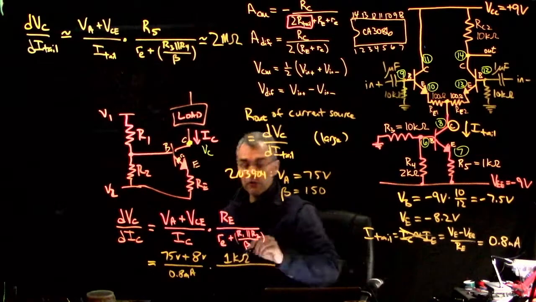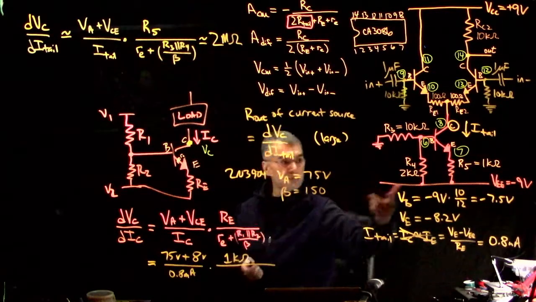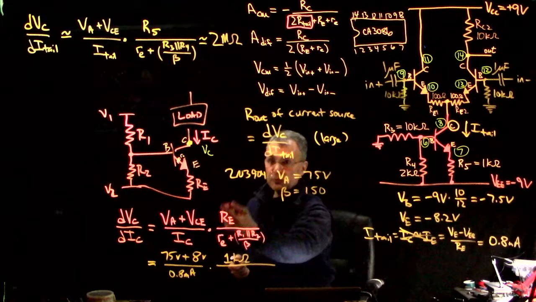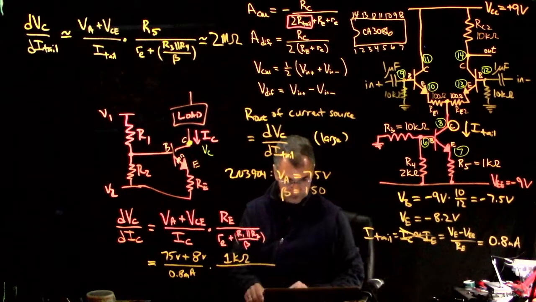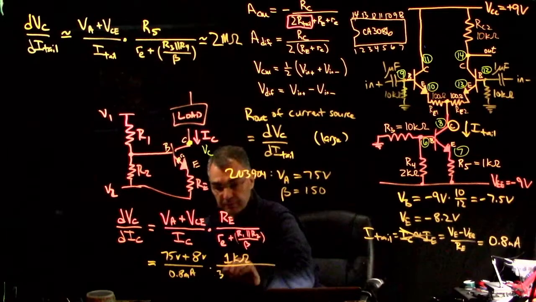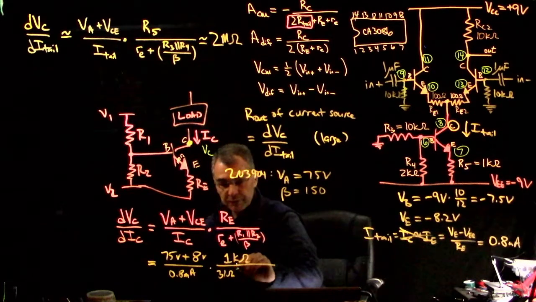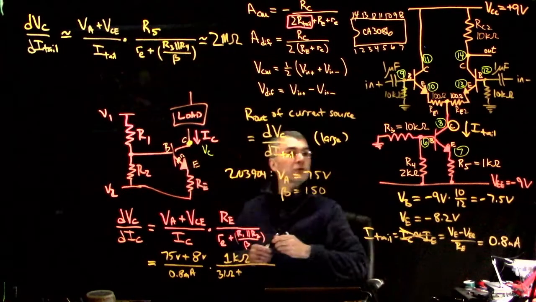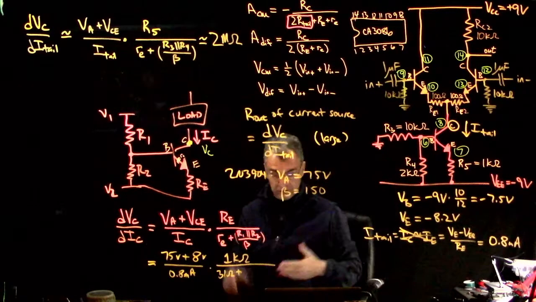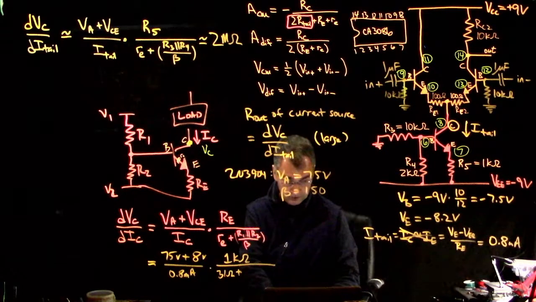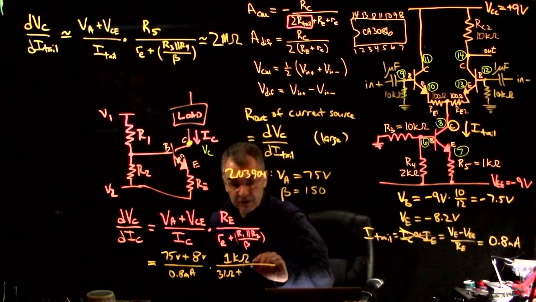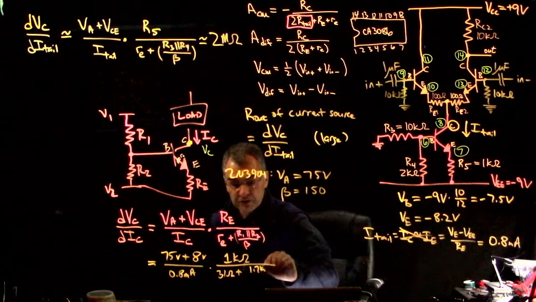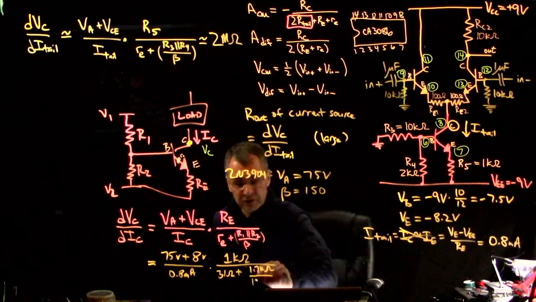And then, what's little re? Little re is 25 millivolts divided by the collector current. So it's 25 ohms divided by 0.8. So 25 divided by 0.8, that's like 31 ohms. Plus R1 parallel R2. In this case, it's 10K parallel 2K, which is about 2K. So 2 times 10 divided by 12, that's 1.7 kilo ohms. So this is 1.7 kilo ohms divided by beta, which is 150.